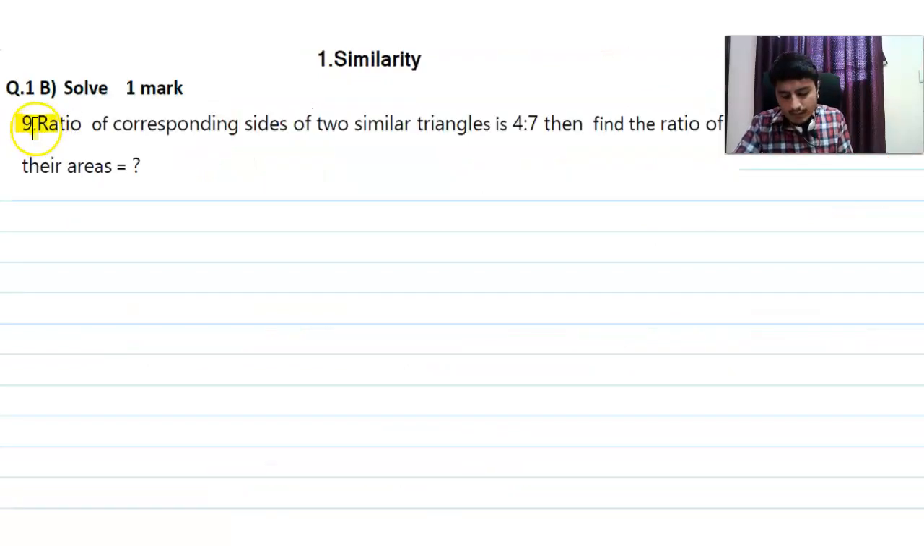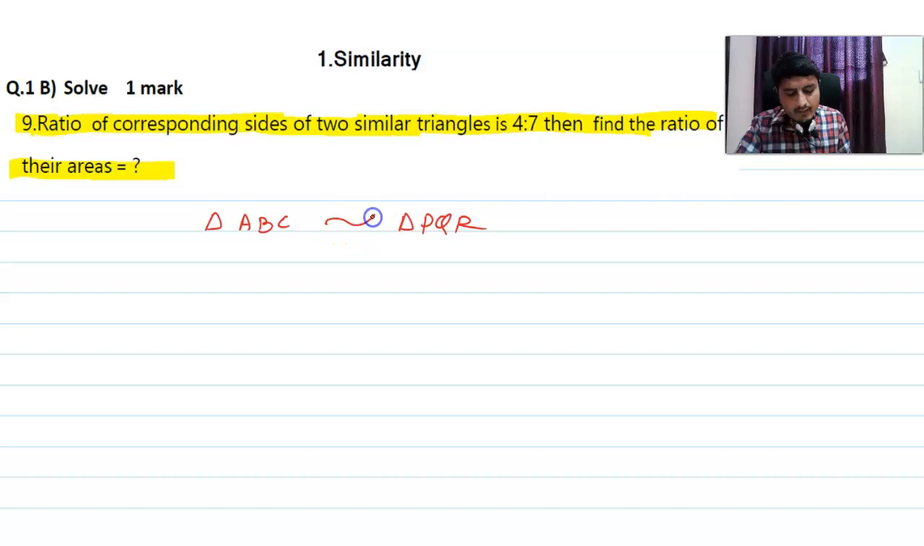We are given that the ratio of corresponding sides of two similar triangles is 4:7. Then find the ratio of their areas. Let us assume that there are two triangles, triangle ABC and triangle PQR. We are given that these two triangles are similar. Once the triangles are similar, their sides are in equal proportion.